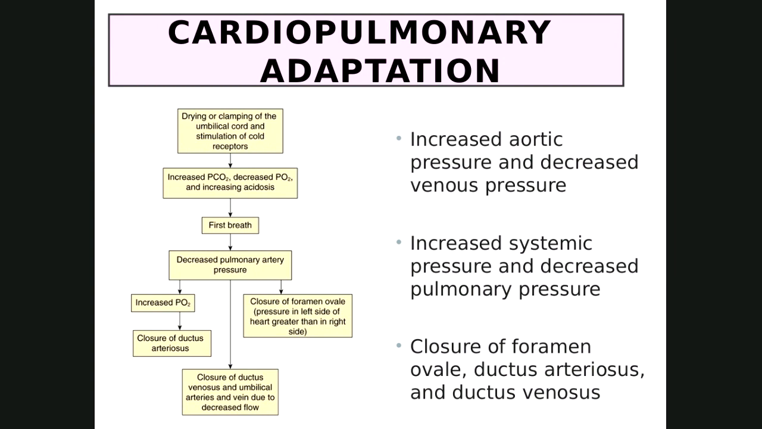So this leads to decreased pulmonary artery pressure, okay, which increases PO2, and that leads to the closure of the ductus arteriosus. Okay, the decreased pulmonary artery pressure also leads to closure of the ductus venosus and umbilical arteries and vein due to decreased flow. Okay, and it also leads to closure of the foramen ovale, which is the first one to close. Pressure in the left side of the heart is greater than in the right side of the heart.